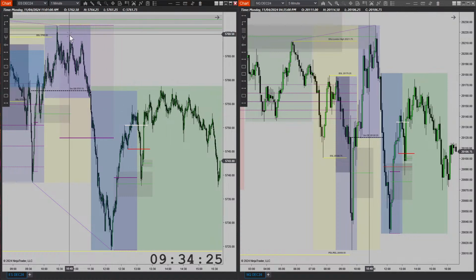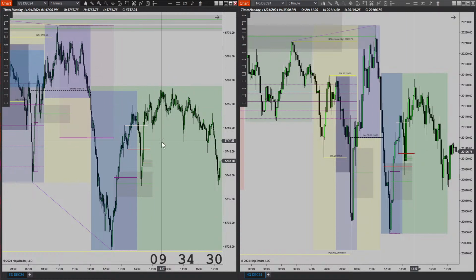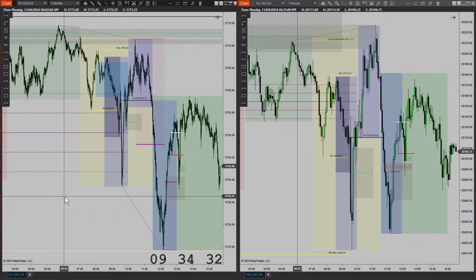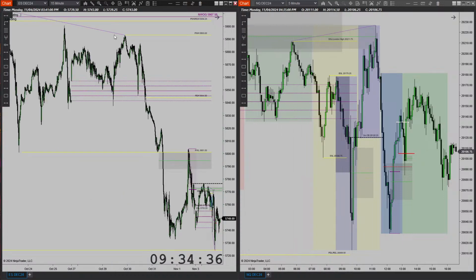The reason I didn't hold: I saw these relative equal highs here, but I wasn't comfortable holding up to this area here. Just like last week, same price action as last week. There was a similar move. I think it was just last week. I think it was this one.